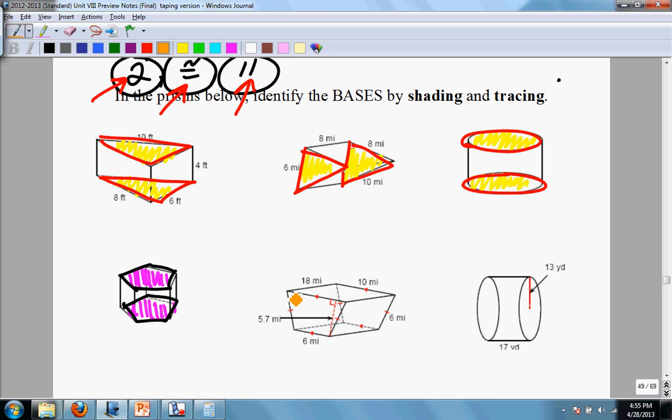Here's a tricky one. I'm going to do this in orange. Your bases are these 2 trapezoids, the left trapezoid, the right trapezoid. They are congruent, they are parallel, and they're connected by rectangles. Here, the bases are these circles. Connected, congruent, parallel, connected by a rectangle. Really critical. You can find the bases in prisms.